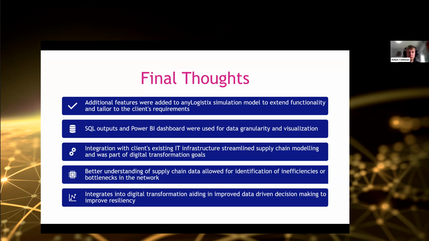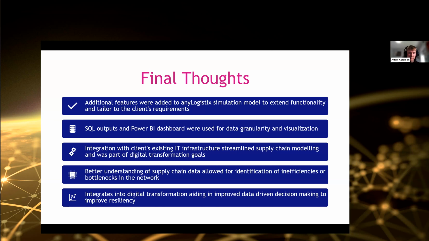So we can still use the standard charts that you get within AnyLogistix for certain aspects. So for example, if they just want to run a quick simulation, they can still see that information there. But then they've also got the extra stuff that we've outputted from the extension editor visualized within this Power BI dashboard. So that, again, allows them to make better decisions based on the actual data they're getting out of it.